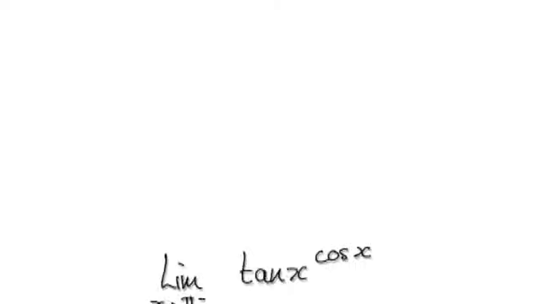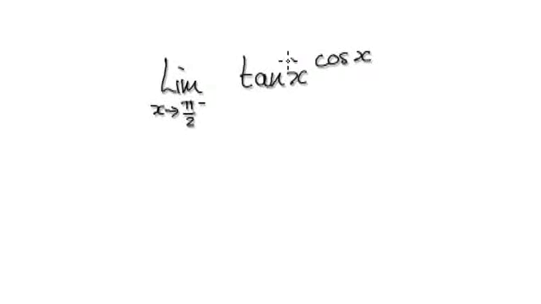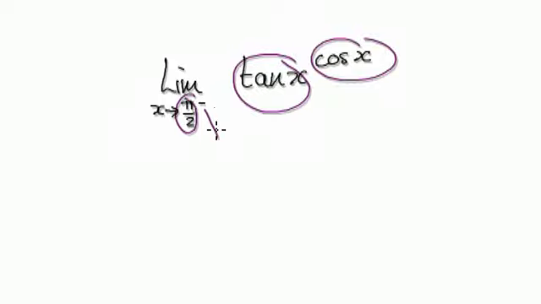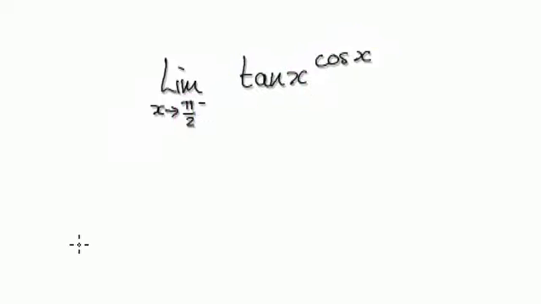Okay, let's give you guys some more practice. So work out the limit of tan of x to the power of cos of x as x tends to pi over 2 from the negative direction. So press pause and have a go.